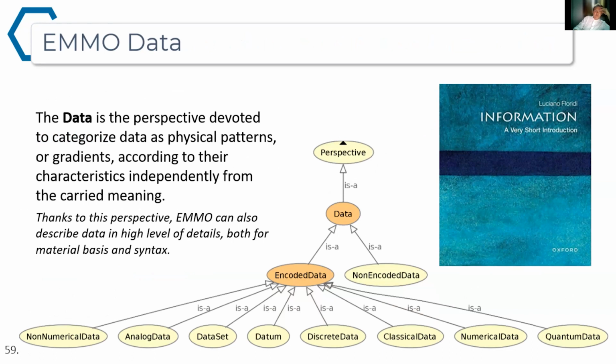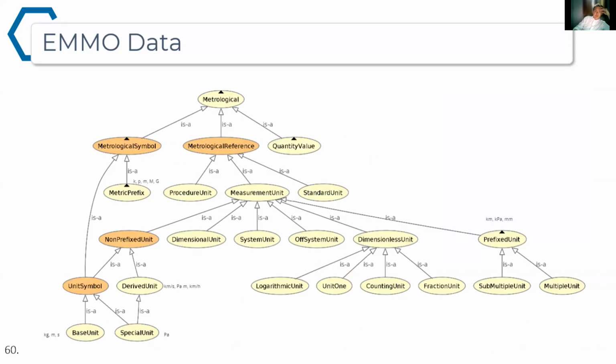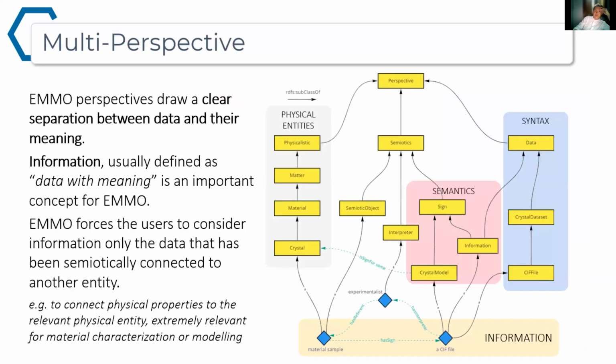For example, Luciano Floridi in this book provided a definition of information that has been used in the EMMO to create the taxonomy of data. And what we did also was to introduce in the EMMO a methodological system in which it is possible to express the nature of a data according to methodology. So in the EMMO, you have, for example, your physical entity, for example, a crystal.